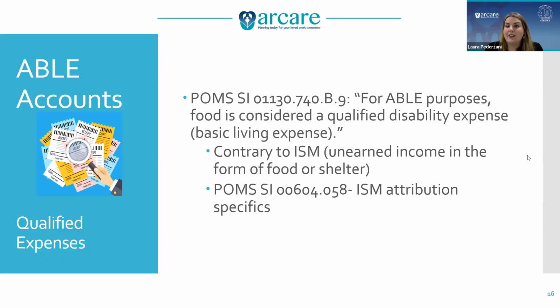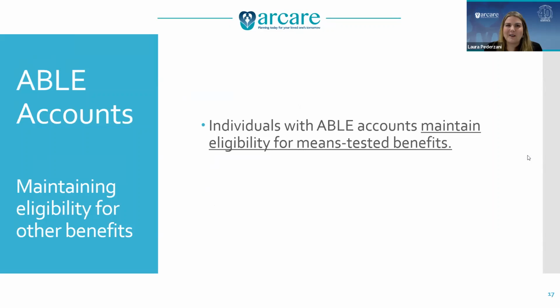So the Social Security Administration did come out and point out a specific regulation that says for ABLE purposes, food is considered a qualified disability expense. It's considered a basic living expense. This is again contrary to in-kind support and maintenance or unearned income in the form of food or shelter that would impact an individual's SSI. So I do have the regulations in there for that, but we're going to keep talking about this a little bit, and we'll talk about it a lot more when it comes to the trust side as we compare and contrast these.